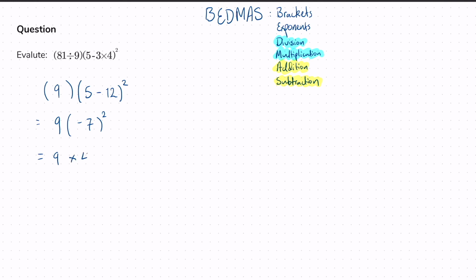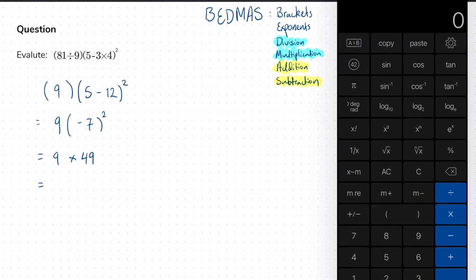So 49. Now, the next step, I'm going to need my calculator for. I didn't learn my 49 times tables at school. 9 times 49 is equal to 441. If you don't have a calculator, you can do 10 times 49 minus 49, right? That's 10 lots minus 1 lot, which is 9 lots of 49, which equals 490 minus 49, which is 441.